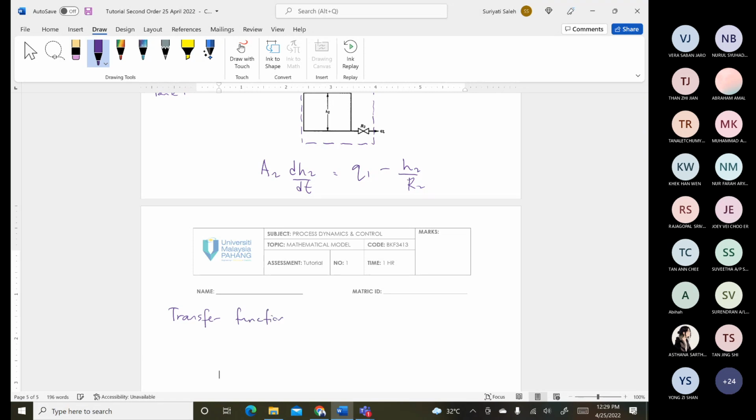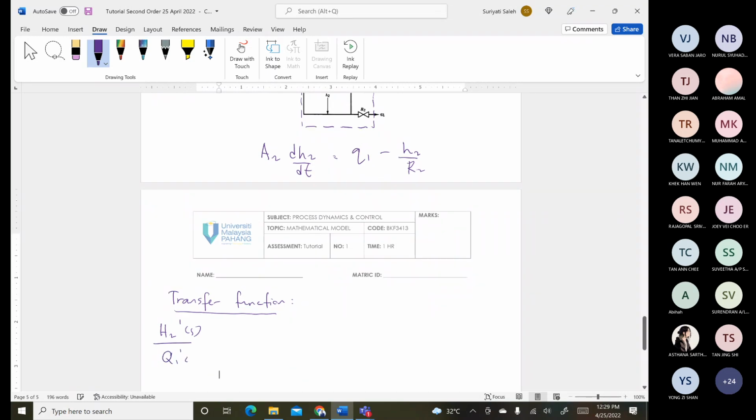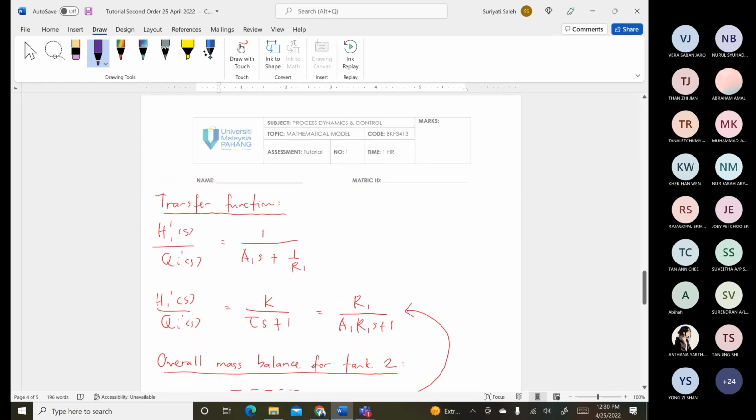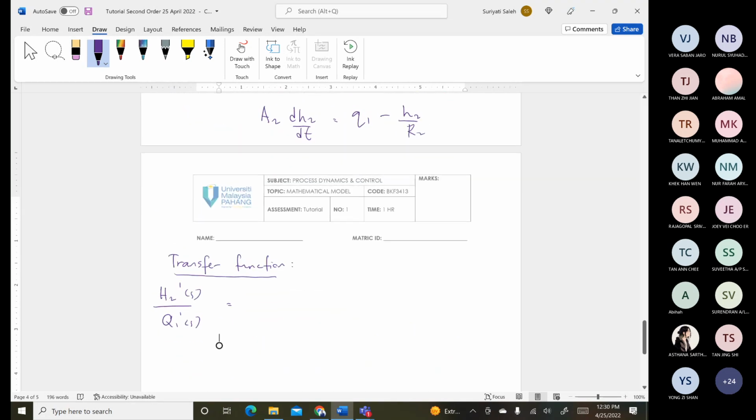So you don't need to repeat the procedure of deriving the transfer function. Here the main difference will be H2 prime S over Q1 prime S equals, it will follow this one, R1 over A1 R1 S plus 1. Only the difference, here we change to R2 over A2 R2 S plus 1. So this is the transfer function for the second tank.